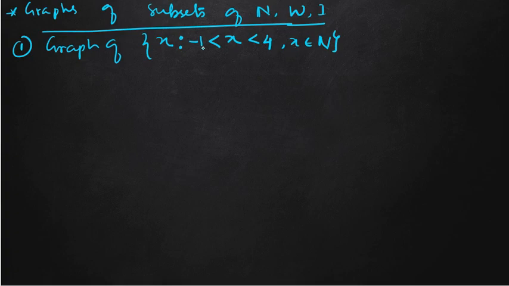So what will be the answer, the solution set? We have to find the values of x such that x is greater than minus 1 but less than 4 and x belongs to natural numbers. So what are the natural numbers which are greater than -1 but less than 4? Natural numbers start from 1. So 1, 2, 3. This will be the solution set, because natural numbers are all positive numbers or counting numbers.